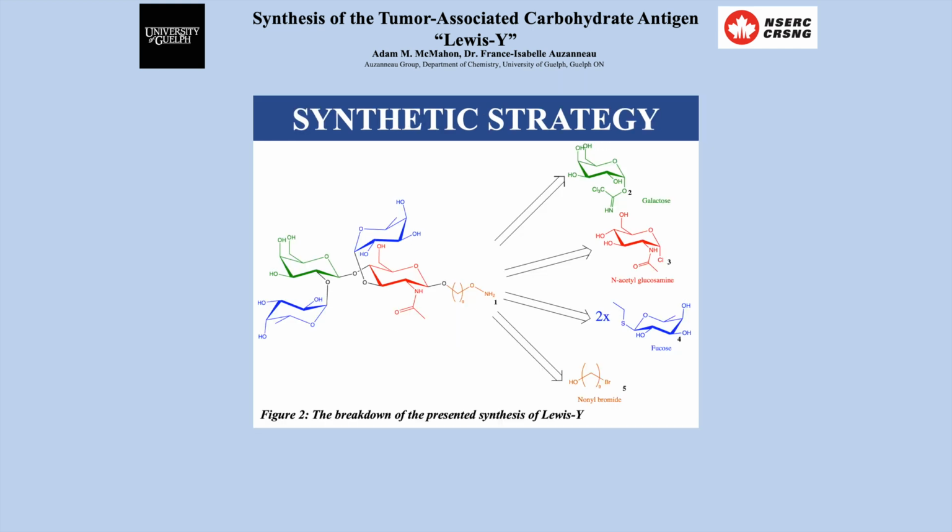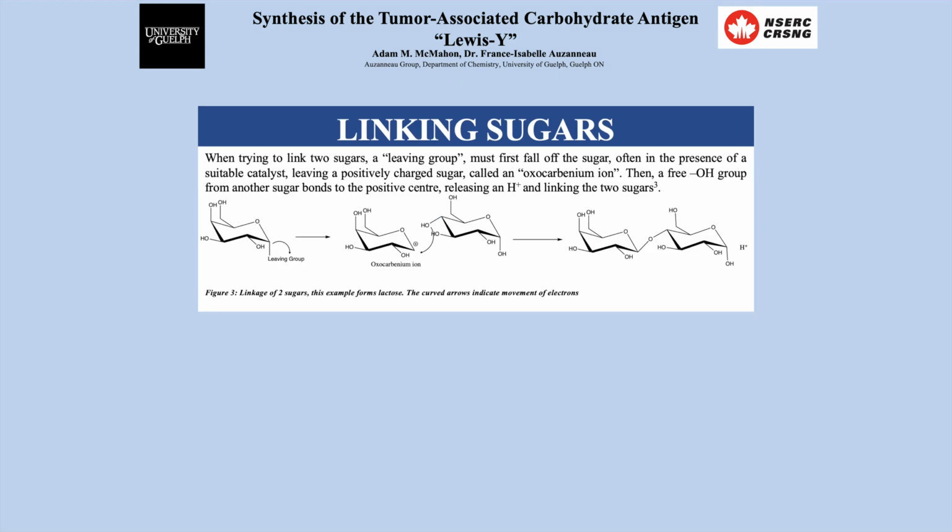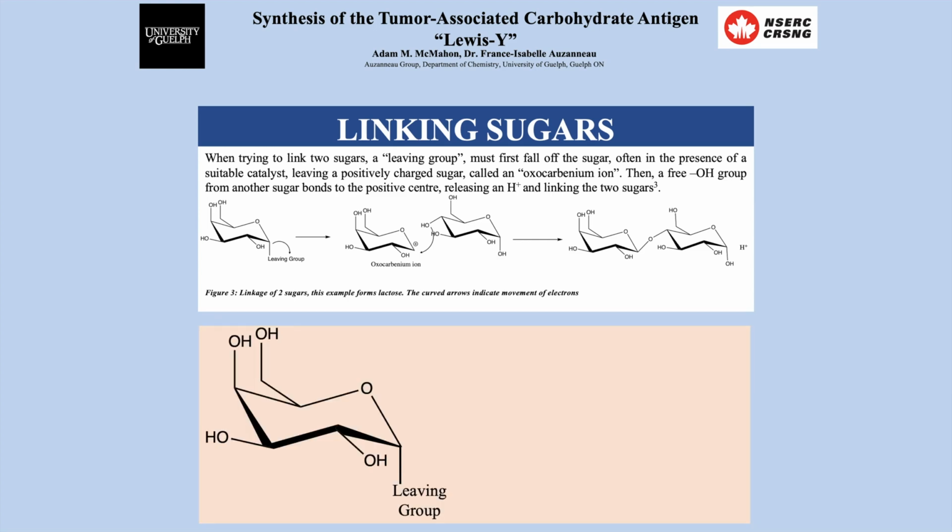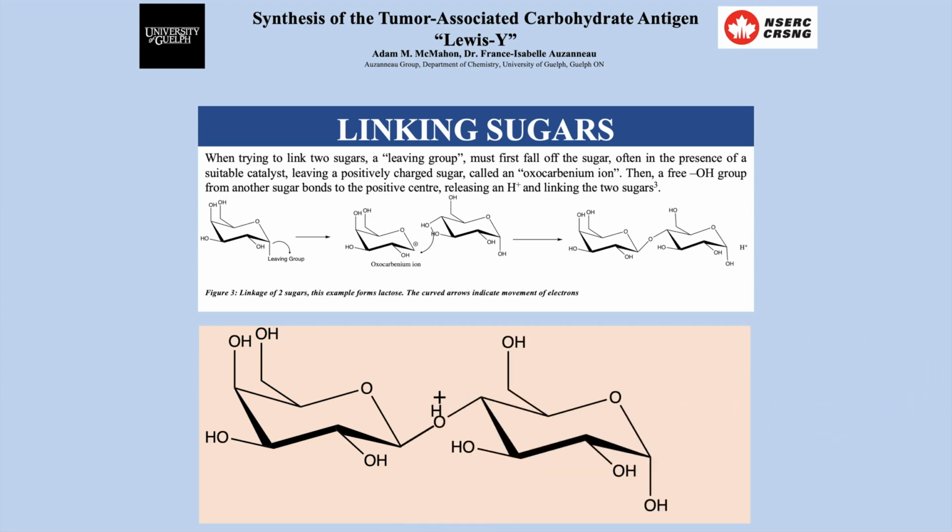This compound was synthesized from the sugars galactose, N-acetylglucosamine, 2 fucoses, and a nonyl bromide chain. Linking 2 sugars through a glycosylation reaction is a complex task. One sugar needs to have a leaving group on the first carbon, and the other needs to have a free OH group. The leaving group falls off the sugar, forming a positively charged oxocarbenium ion. Then, the free OH on the other sugar links to the positive center, forming a bond and releasing an H+.